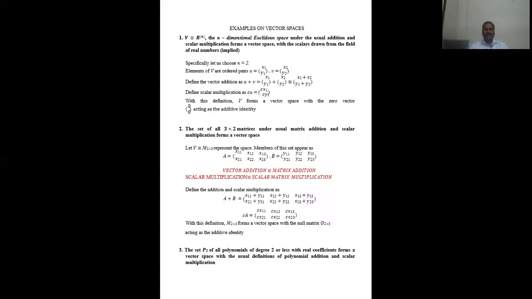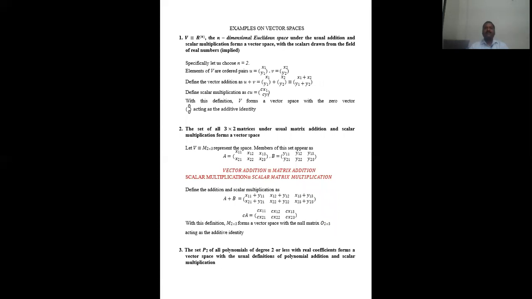Then, compatibility of scalar multiplication with multiplication: c times (d u) equals (c d) times u. Either way you can stretch first with c or d. Order doesn't matter. The multiplicative identity should exist: 1 is the multiplicative identity, and 1u should be equal to u. If all the axioms are satisfied, then we say that it's a vector space.